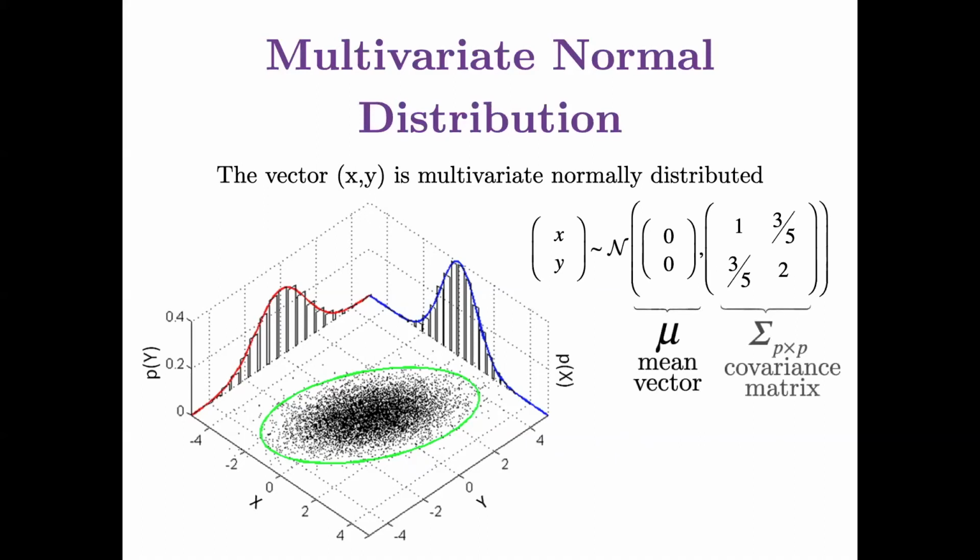And now we have what's called a covariance matrix. Those diagonal elements on the covariance matrix are equal to the variances of each individual variable. So you recall that x, which corresponds to the top row here, had a variance of 1, and y had a variance of 2. And then these off-diagonal elements are the covariance between x and y.